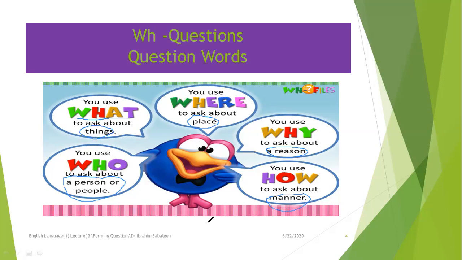Again, we use what to ask about things. We use where to ask about a place. We use why to ask about a reason. We use who to ask about a person, singular, or people, plural. We use how to ask about the manner.